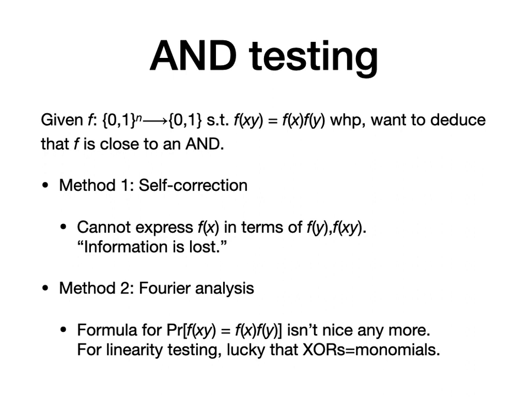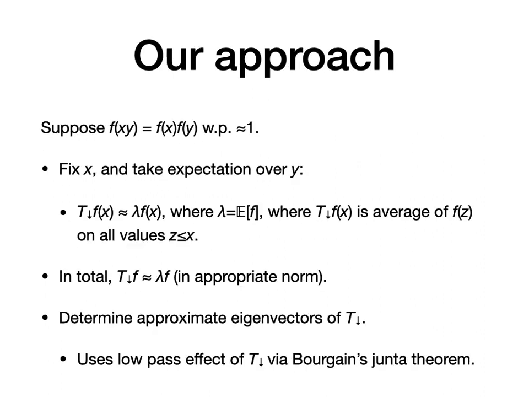Now let's see what does work, and I'm only going to explain it very briefly. This is our approach. Suppose that f of xy is equal to f of x times f of y with probability close to 1. Our idea is to somehow reduce it to a strange eigenvalue problem, or rather eigenvector problem.